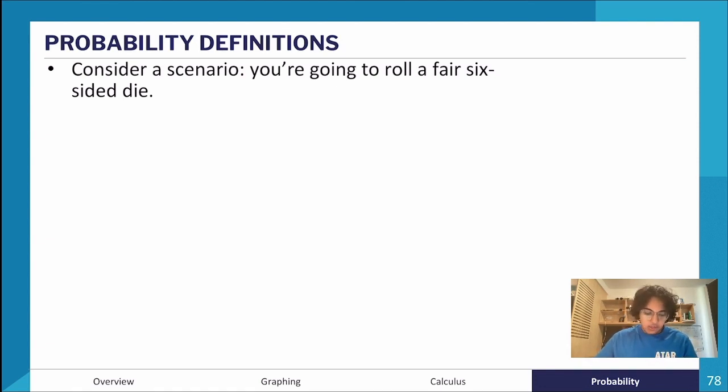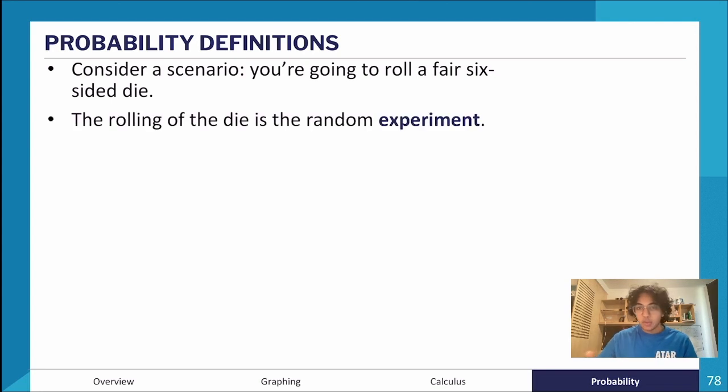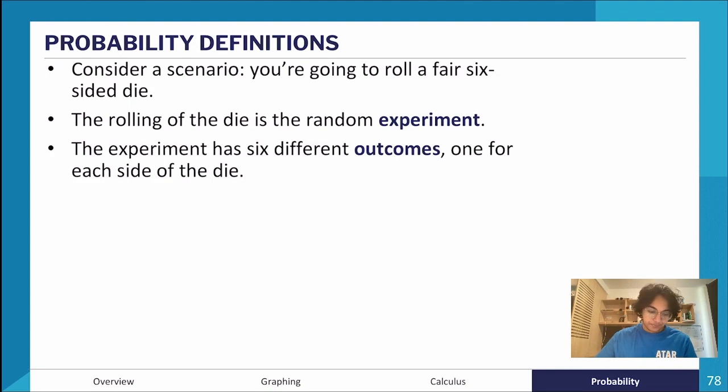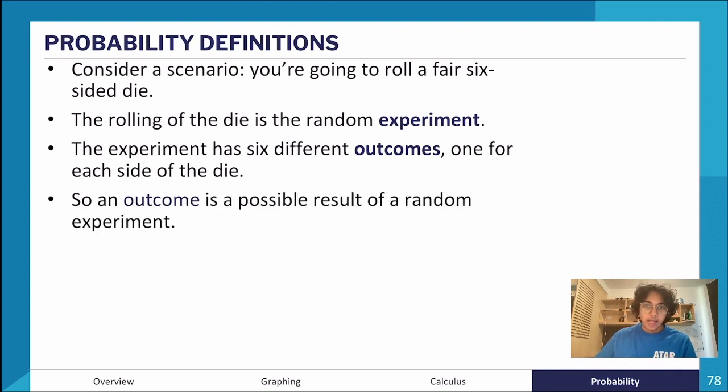Okay, so let's talk about the definitions in probability. Consider a scenario where you're going to roll a fair six-sided die. The rolling of that die is a random experiment because you don't know what the outcome is going to be. It's entirely stochastic. You just throw it and let nature take its path. Each experiment has 6 different outcomes. Each outcome corresponds to each side of the die. You can get 1, 2, 3, 4, 5, or 6. And the outcome is a possible result of a random experiment.